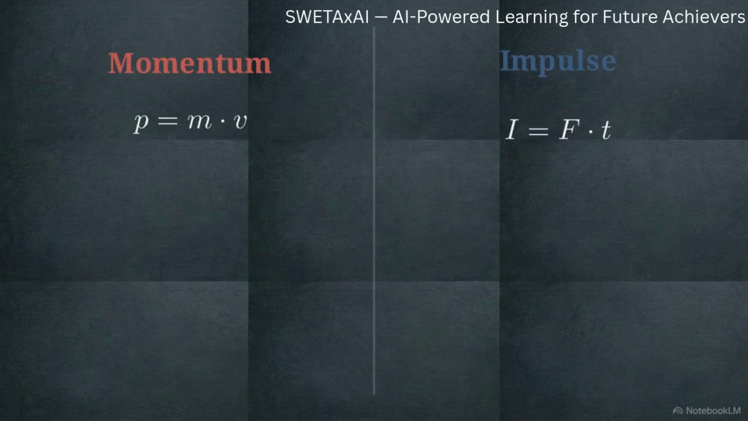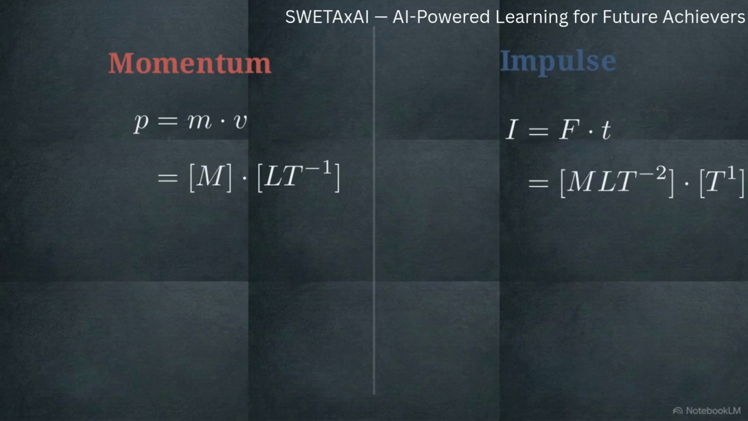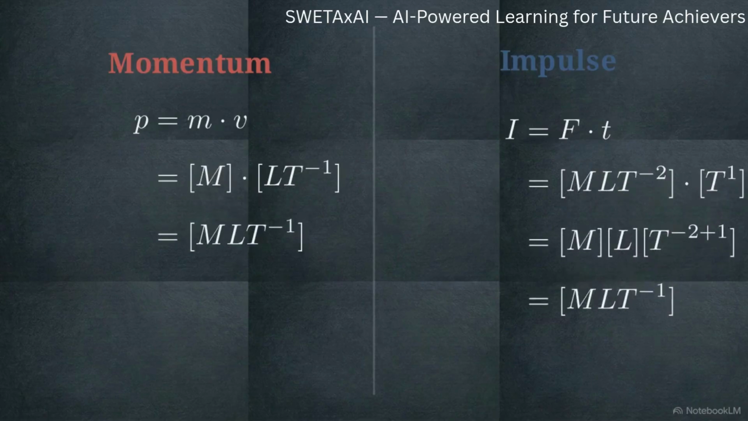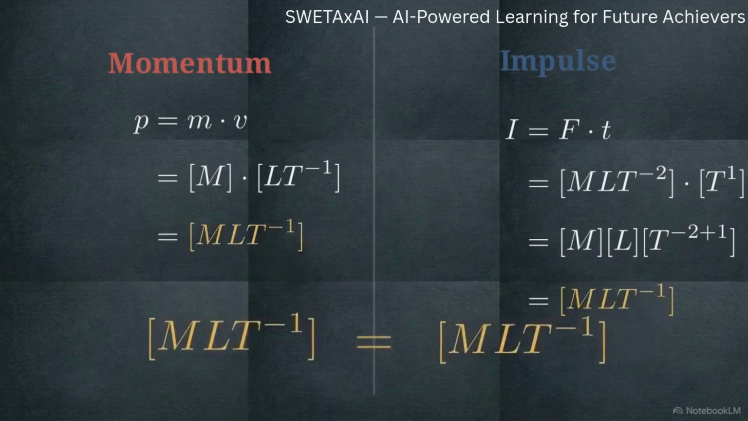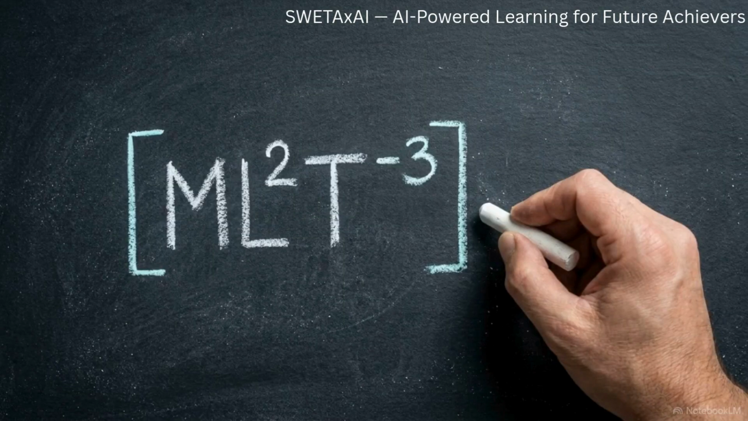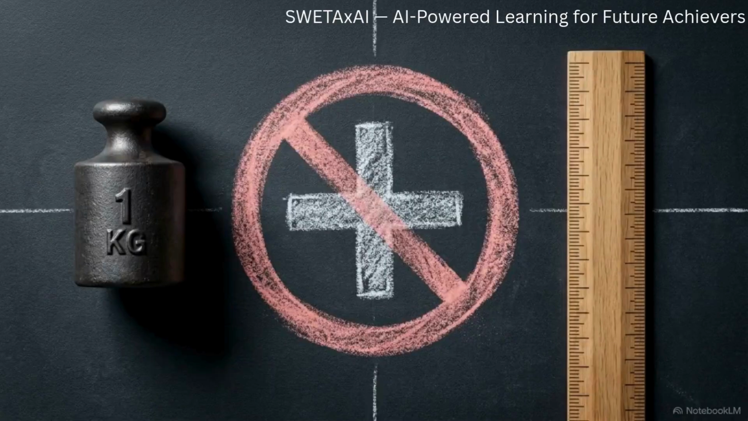Take momentum, mass times velocity, versus impulse, force times time. Broken down to base dimensions, both result in the exact same output, MLT^-1. They are structurally identical. Internalizing this tech tree means you can generate the dimensional code for any mechanical quantity in seconds, directly from its physical definition.